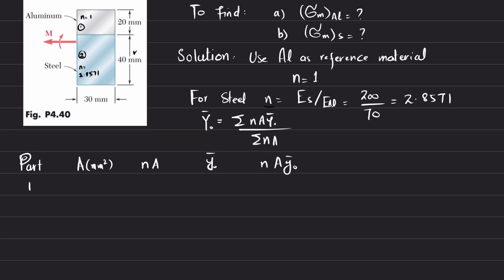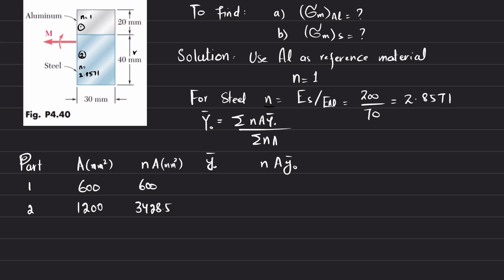Clear? So for part 1, you can see that part 1 is this one. Its height is 20 millimeter and width is 30. So 20 into 30 will be 600. So the area of part 1 is 600. Similarly, for part 2, we will have this area, which is 40 by 30, and that will be equal to 1200. So if you multiply N1 with A, it will be equal to 600. And if you multiply N2 with 1200, it will be 3428.5. And its unit will also be square millimeter.